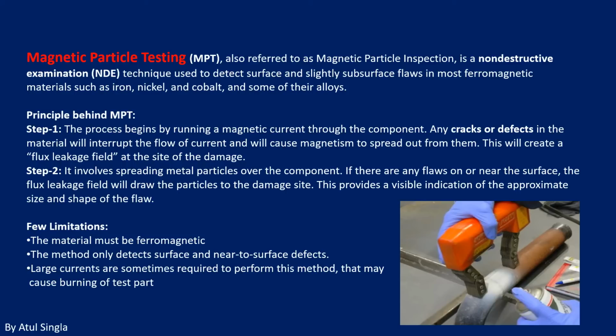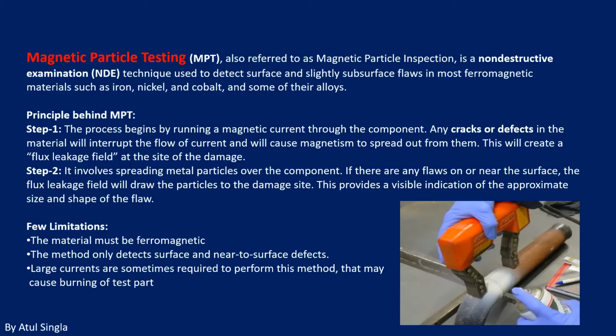Not only the point of location and point of fault, but we can also identify the approximate size and shape of the flaw, right? So this is the basic principle behind magnetic particle testing. At the same time, we have a few limitations to this type of testing, because it is only applicable for ferromagnetic metals, like we have discussed, for example iron, nickel, cobalt, and some of their alloys, right?